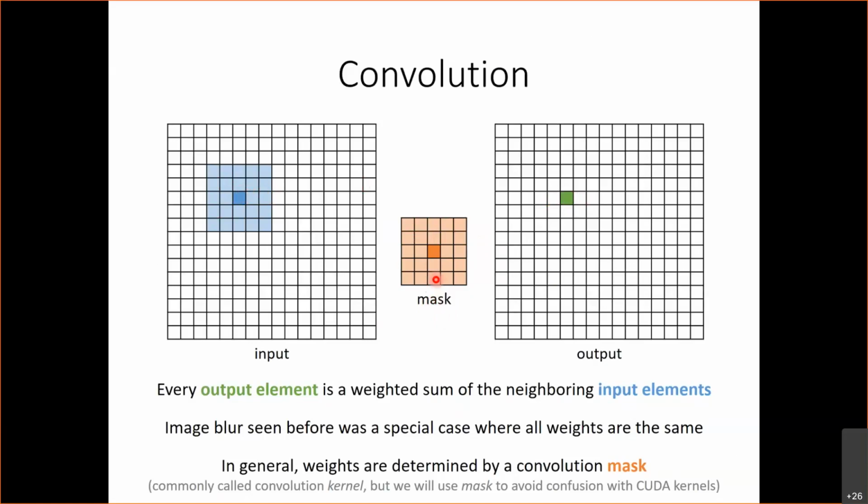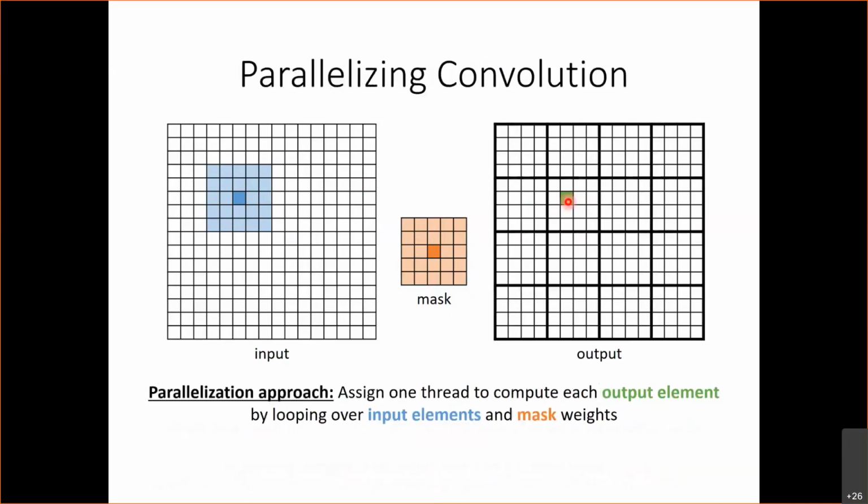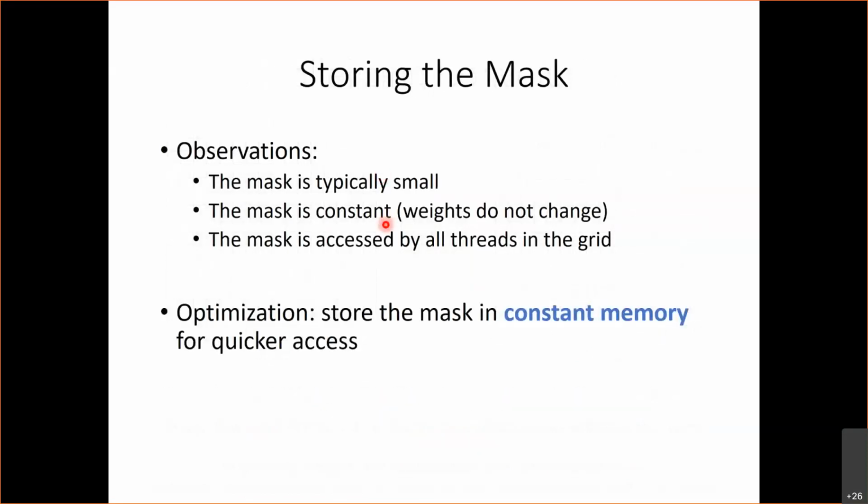So we had this convolution mask, and the way that we applied it to this patch of input to get some output. The way we parallelized it is by simply having one thread assigned to each output element, and that thread was responsible for looping through the input elements and the mask, doing the weighted sum, and then storing the output result. Since this mask is constant, we don't change it, and it's accessed by all threads in the grid, a good place to put it is constant memory.